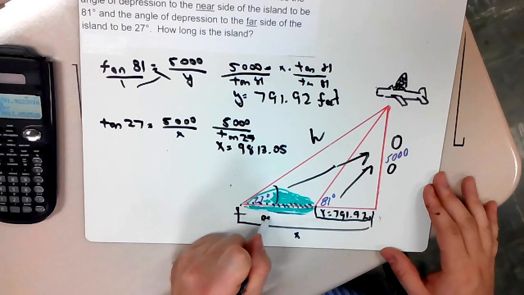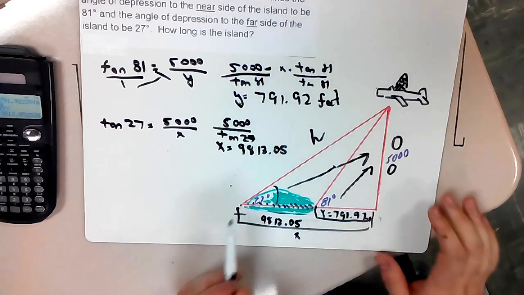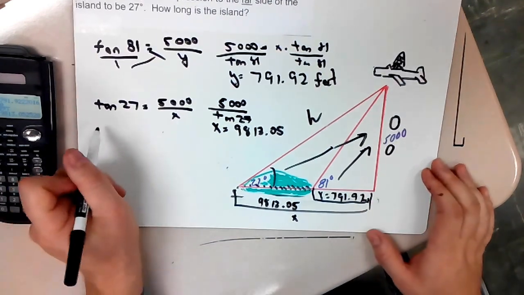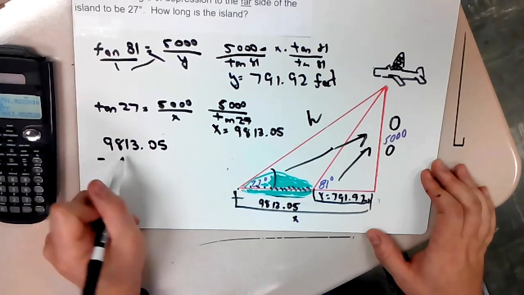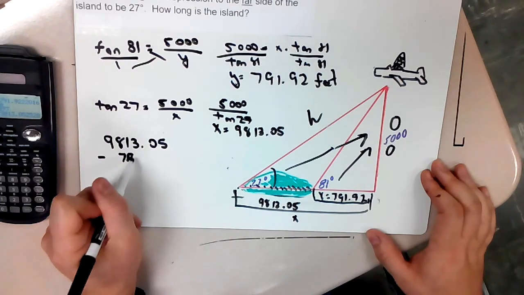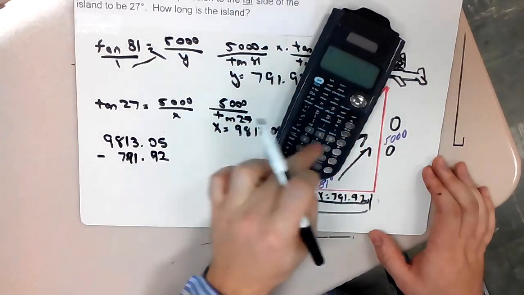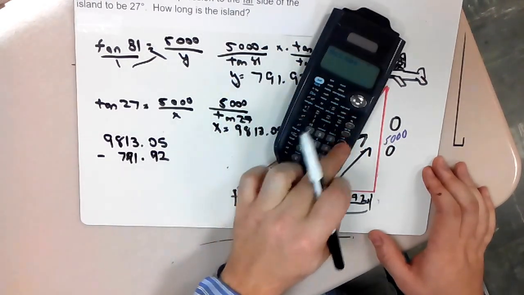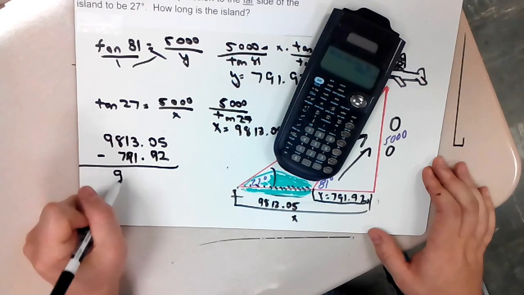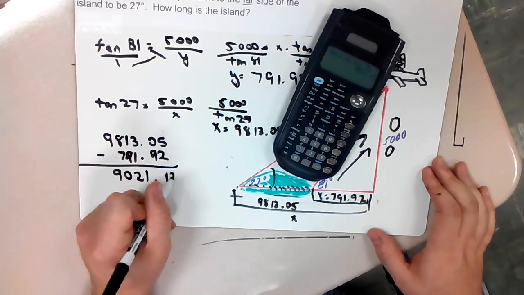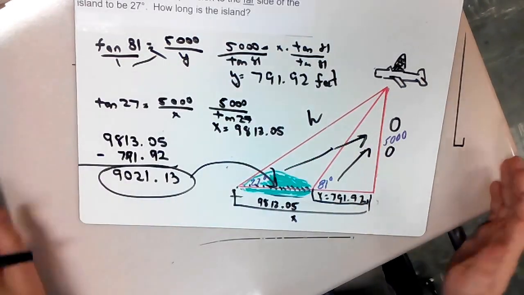So now I have this distance, 9,813.05. Again, I wanted to know this distance here. So what I'm going to do is I'm going to subtract 9813.05 minus 791.92. So that's 9021.13. That is the distance to here, or that is the length of the island.